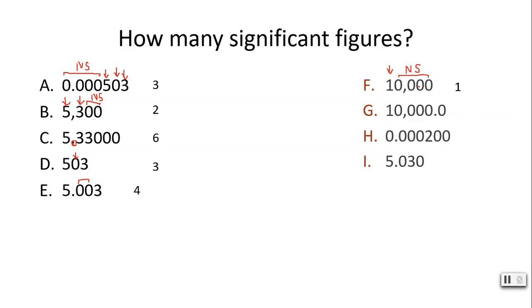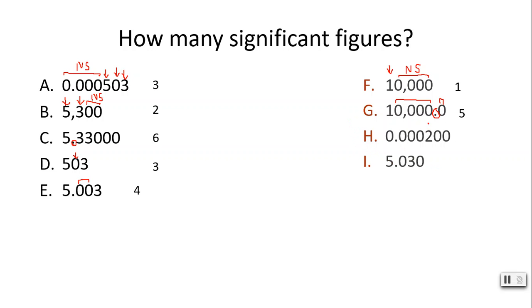There were approximately 10,000 people, but if I knew there were exactly 10,000, now I've got zeros and a decimal point. I have zeros that are to the left and to the right of a decimal point, and that decimal point makes all the difference because that makes those zeros significant. So letter G would have a total of 5 significant figures.